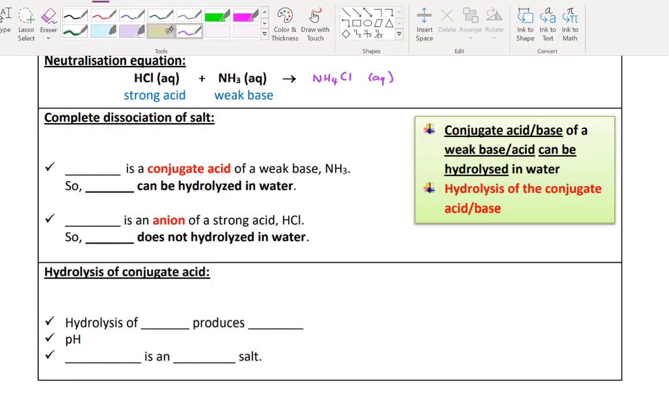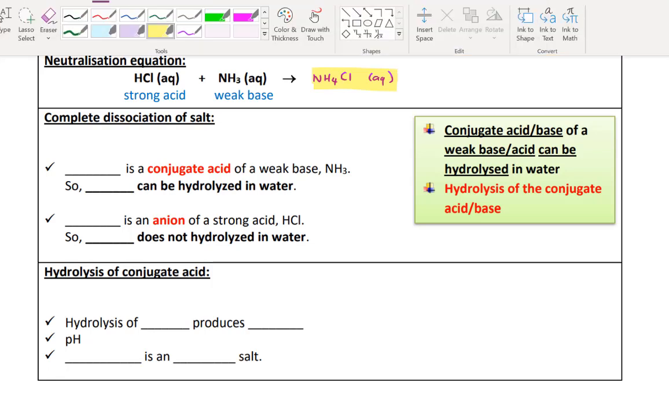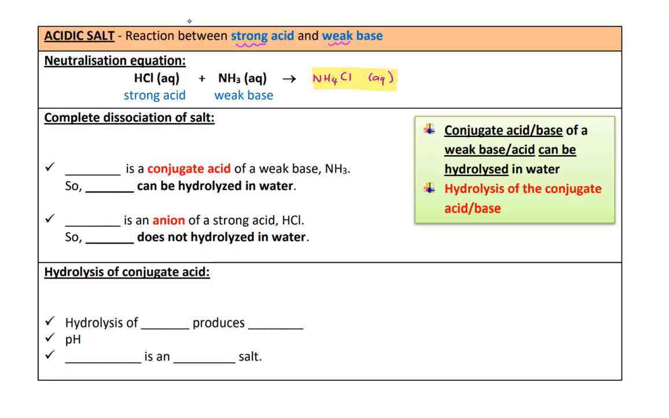Since the equation is already balanced, there is no H2O in this equation. The one that Madam highlighted over here is the salt produced. After you get your salt, you need to draw an equation that represents the complete dissociation of the salt. So NH4Cl will completely dissociate to give you NH4+ and Cl-.